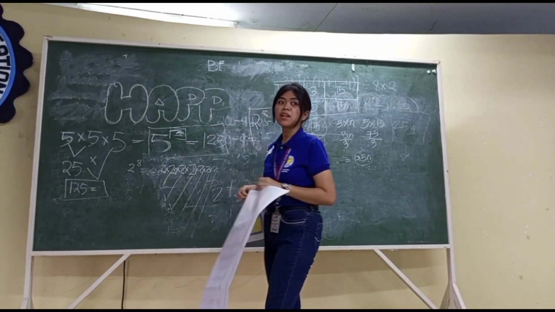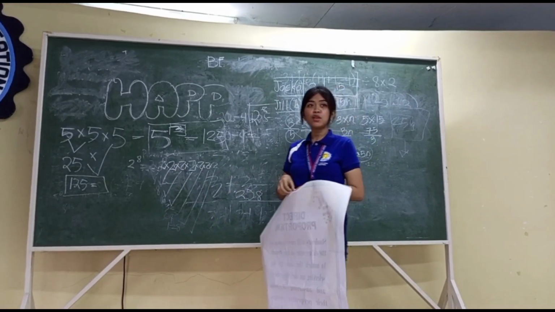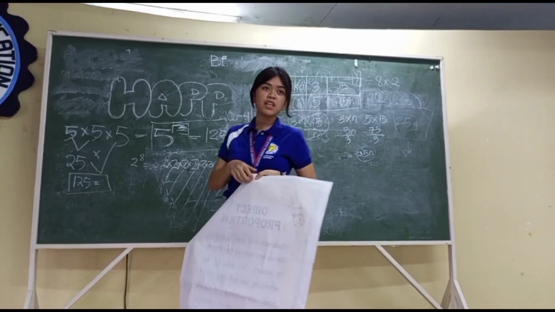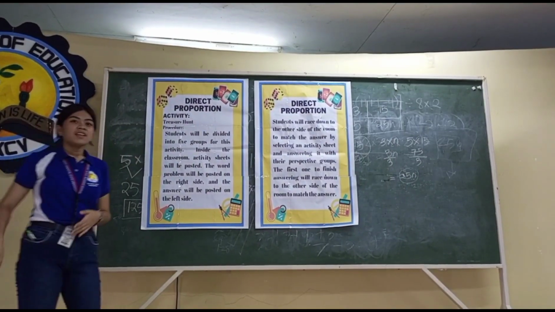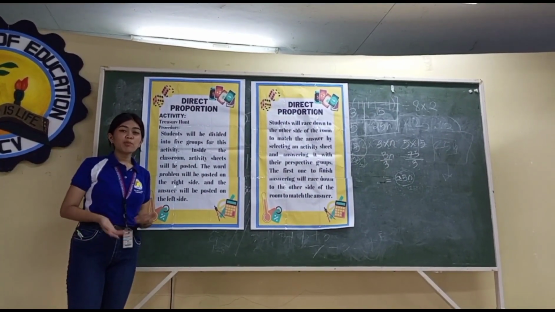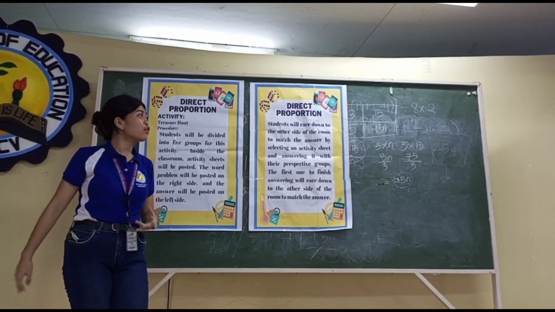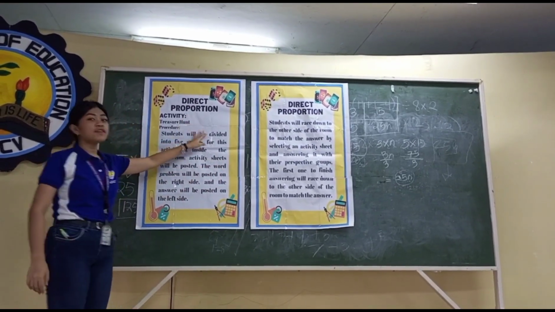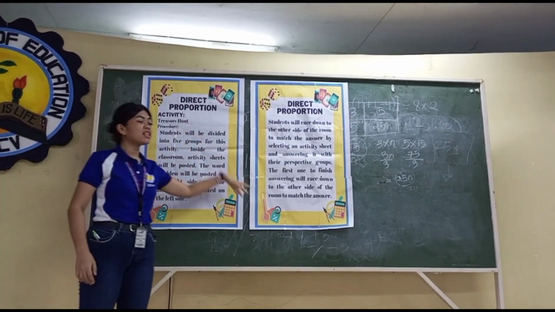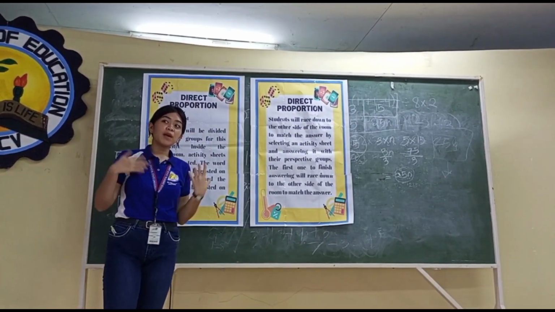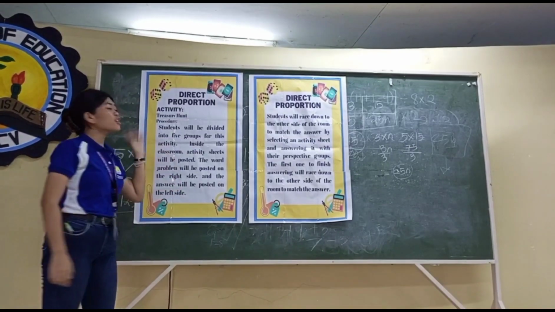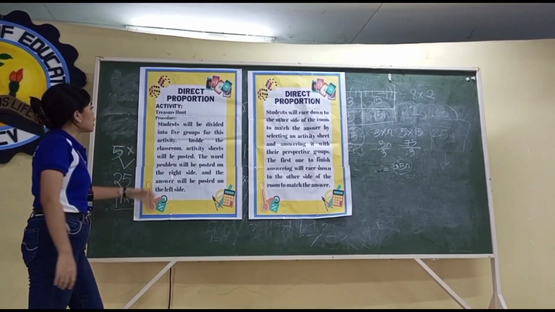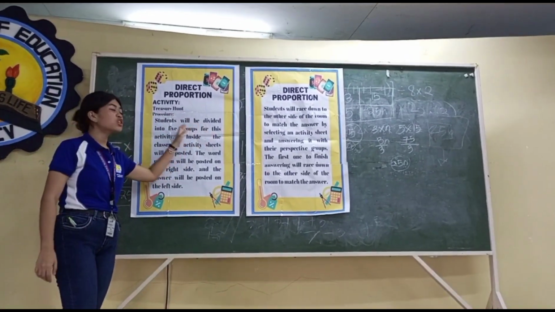Now I have here an activity for you to answer. This is an engaging activity that will be done by groups. Since we have discussed what direct proportion is and you know how to solve it already, here is our activity for today. Now this will be a group activity, so I request everyone to please go to their groups. What are the directions for this group activity? We will be doing a treasure hunt.